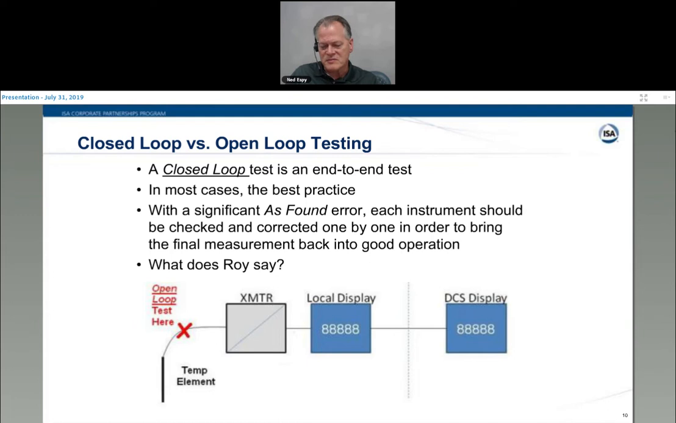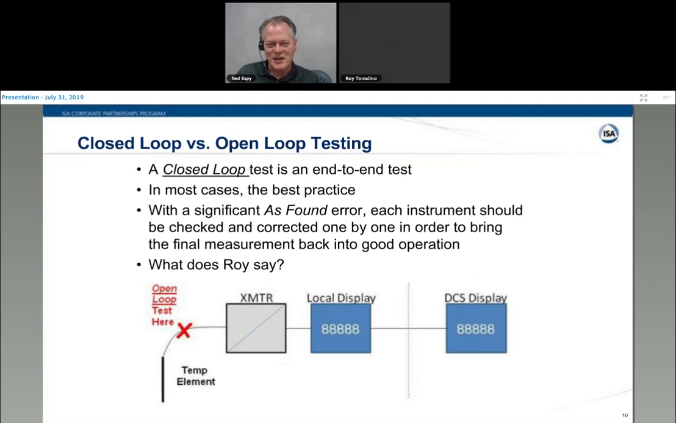This concept here is open for discussion. So Roy, what do you have to say here?